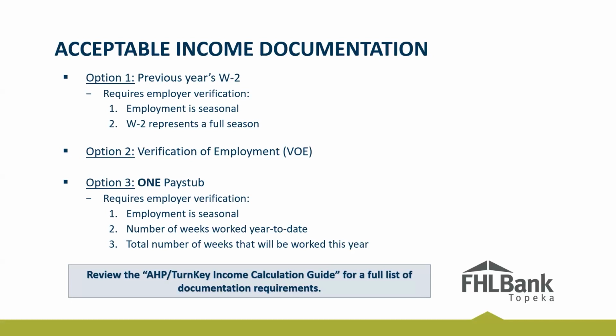If you provide a W-2, it must be accompanied by verification from the employer that the nature of the employment is seasonal and that the W-2 represents a full season. If you provide a pay stub, it must be accompanied by a verification from the employer that the nature of the employment is seasonal and stating the number of weeks worked year to date, as well as the total number of weeks that will be worked this year. Please review the AHP TurnKey Income Calculation Guide for a full list of documentation requirements for each option.